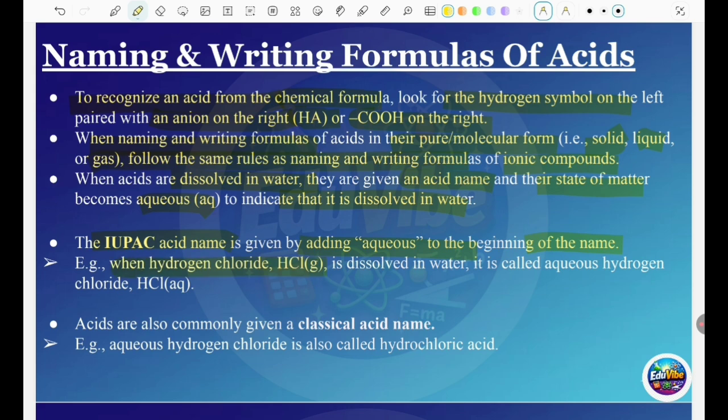When hydrogen chloride, HCl, is dissolved in water, it's called aqueous hydrogen chloride. We say it like this: aqueous hydrogen chloride. We also have the classical acid naming, where aqueous hydrogen chloride is also called hydrochloric acid. This is called the classical acid naming.